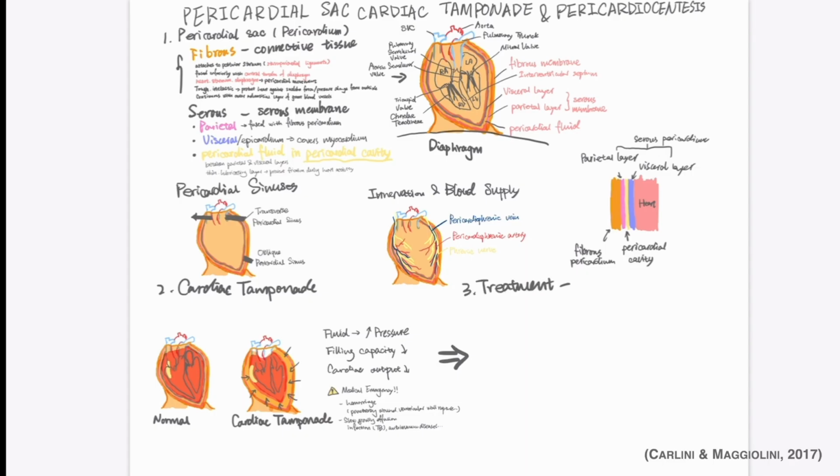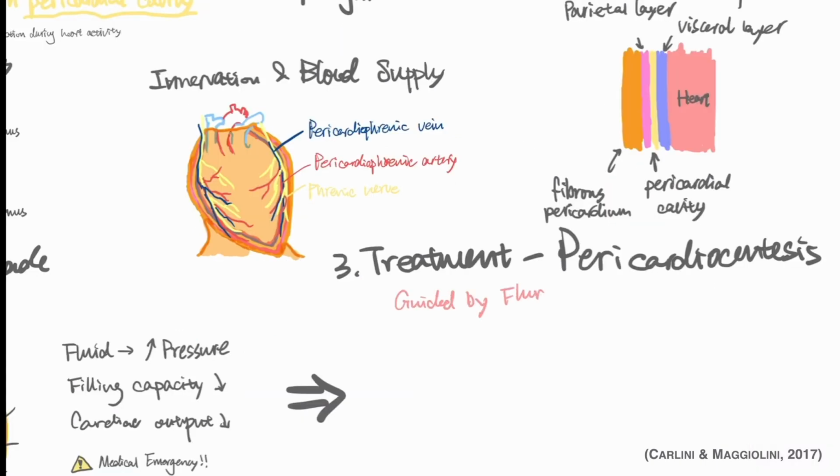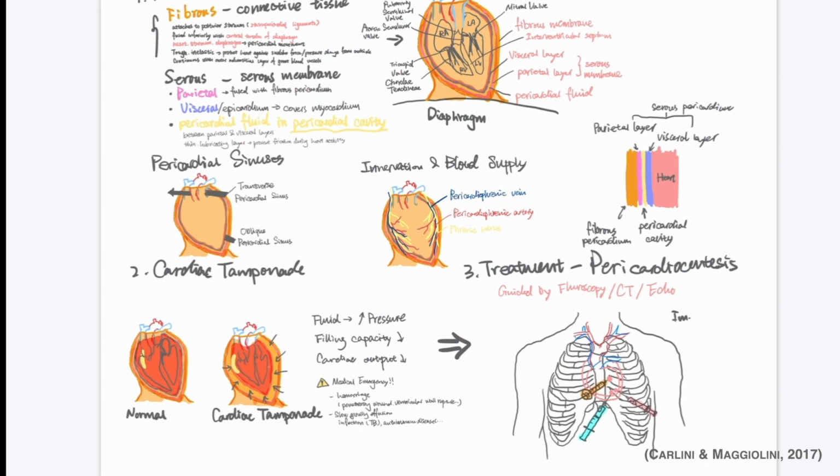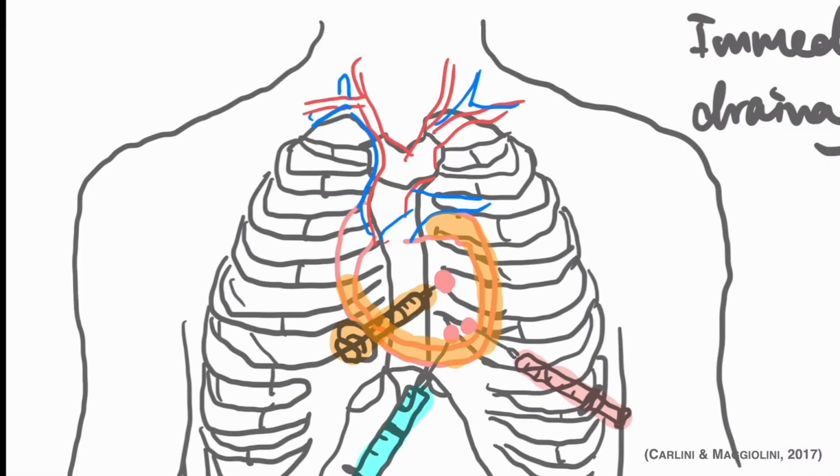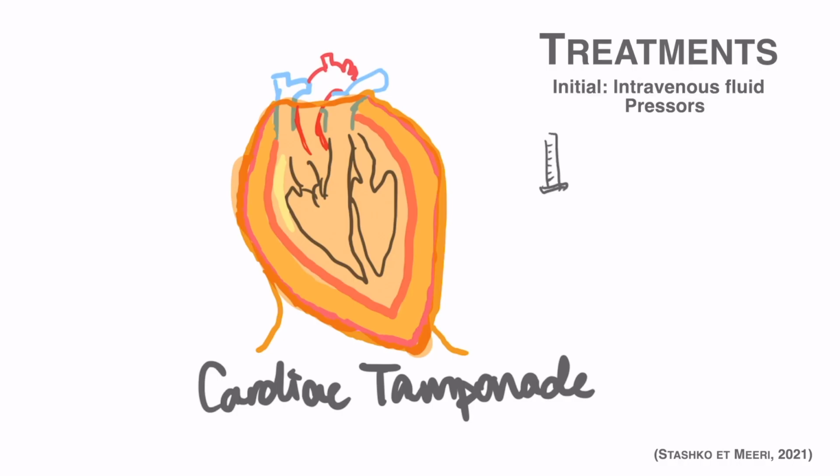Cardiac tamponade is considered a medical emergency and needs to be treated immediately. Echocardiogram is the gold standard diagnostic tool, as you can observe the stretch and filling of the heart, and it can also be used to guide pericardiocentesis. Initial treatment includes intravenous fluid, which enhances blood volume, and pressors, which increases mean arterial pressure.